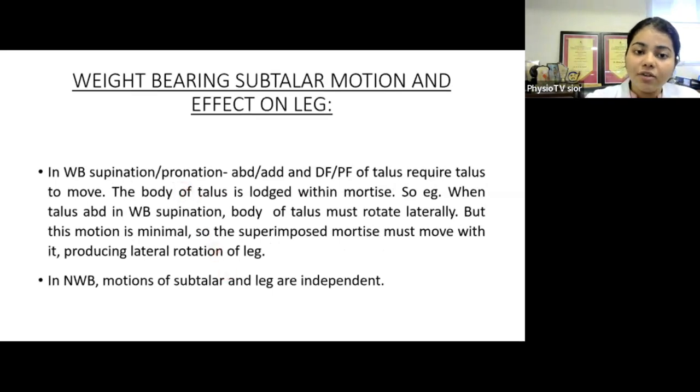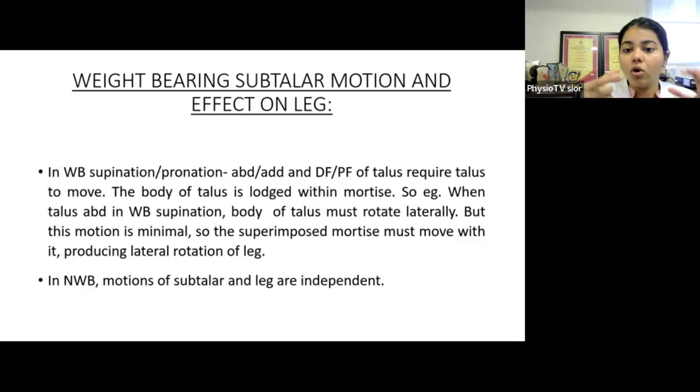Now, what is the effect of weight bearing subtalar motion on the leg? Now, what happens is in weight-bearing supination or pronation, you have abduction or adduction and dorsiflexion or plantar flexion of the talus. Now, if you remember, the talus is in my mortise. So if there is any movement of the talus, it's going to have movement on my proximal articular surfaces, which is my distal end of the tibia and fibula. So the talus is going to move.